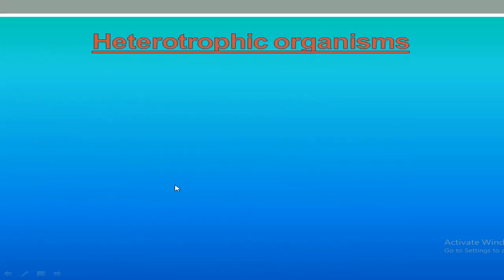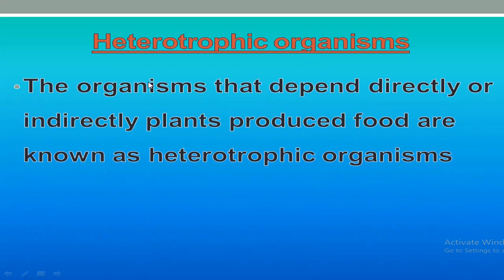Then we will learn about heterotrophic organisms. Now we have learnt about autotrophic organisms. Next we will learn what a heterotrophic organism is. Heterotrophic organisms cannot produce their own food. Therefore, they have to depend on other organisms, directly or indirectly.